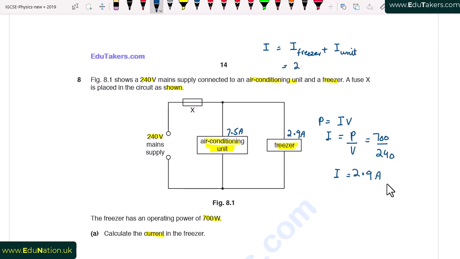So it is equal to 2.9 ampere plus 7.5. So that total current comes to be 10.4 ampere. It means that 10.4 ampere is the current that is passing through this whole circuit.